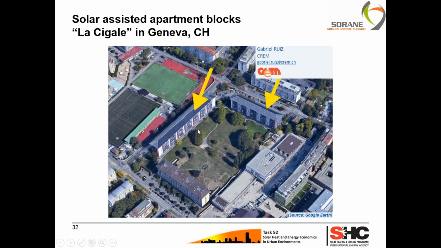Another really interesting example is the solar-assisted apartment block of La Cigale in Geneva. Here you have two blocks, for which they first refurbished the envelope in order to decrease the thermal need of the buildings, and then they added a system: roof-mounted unglazed solar collectors connected to a heat pump and latent ice storage, which is quite an advanced system. With this system, around 65% of the energy can be covered by solar.